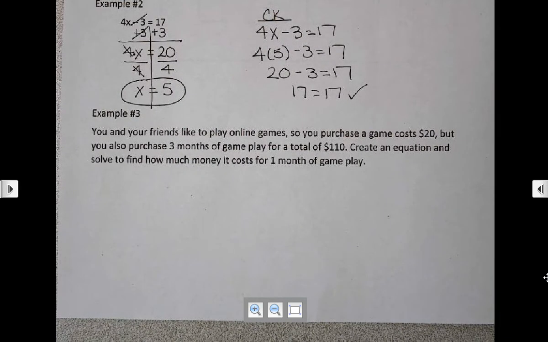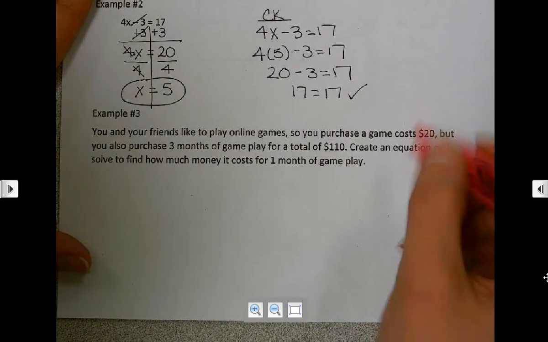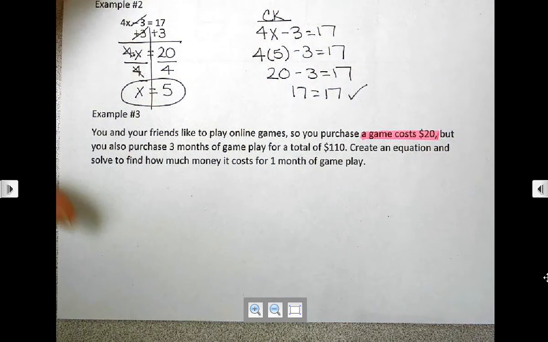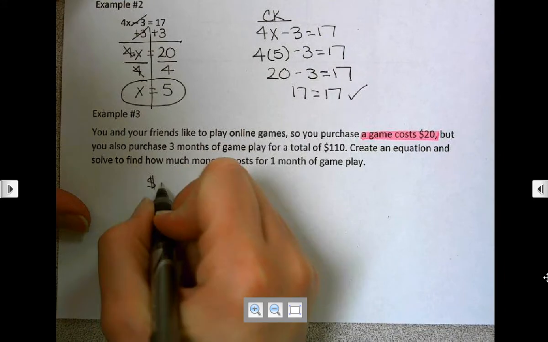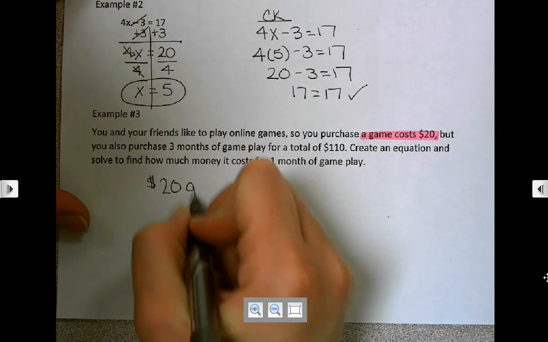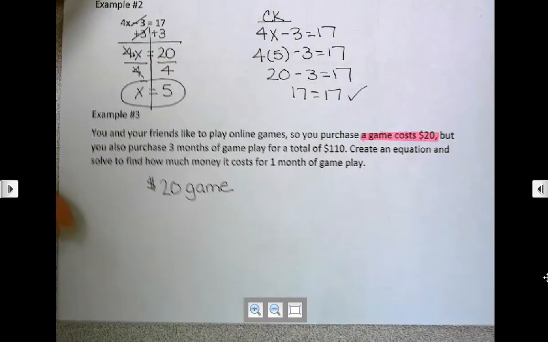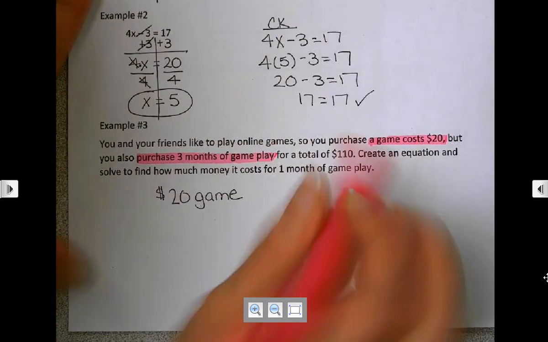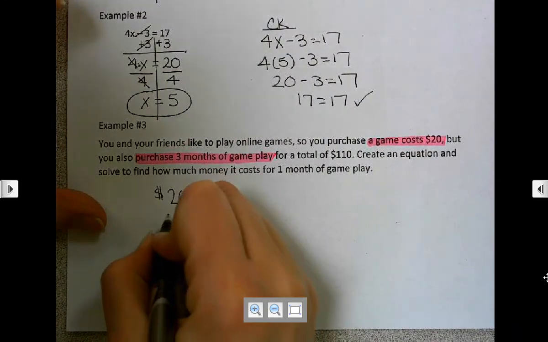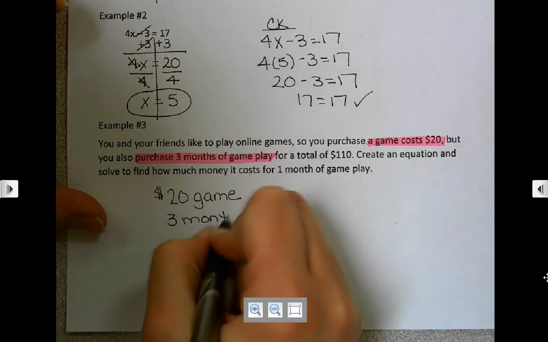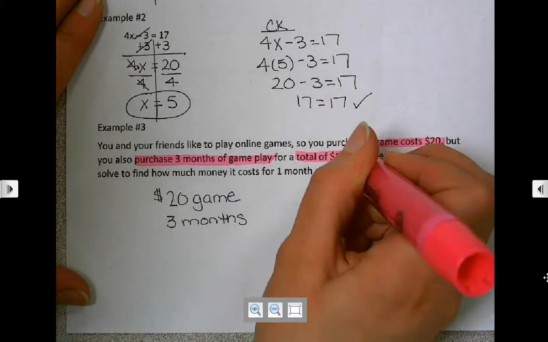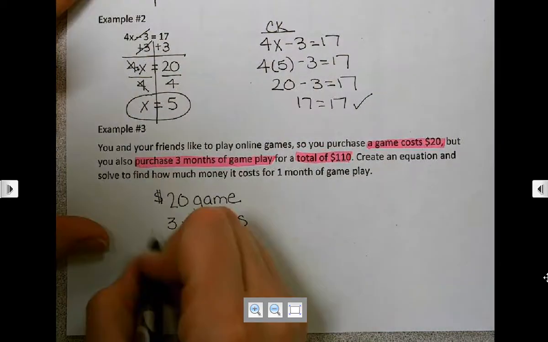So in a word problem, it's important to pick out the important information. The first thing that we have is a game that costs $20. So I'm going to write down, we have $20 for the game. Then we also purchase 3 months of gameplay, and we have a total of $110.